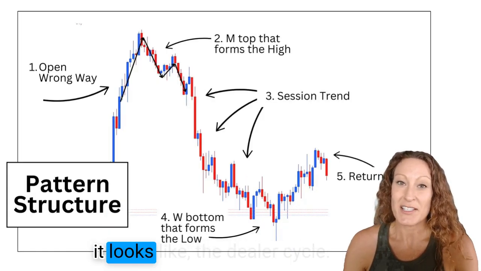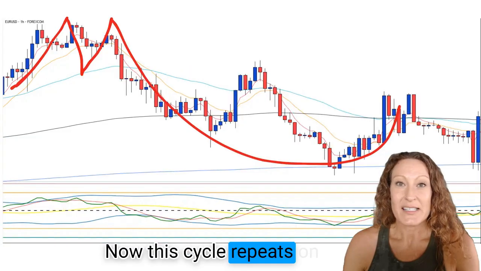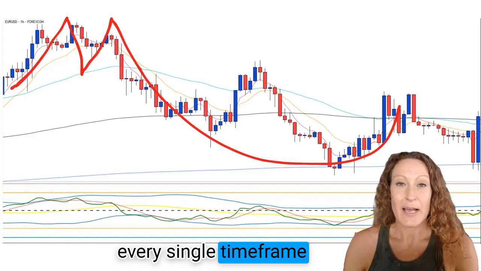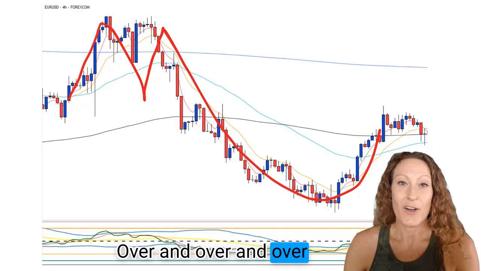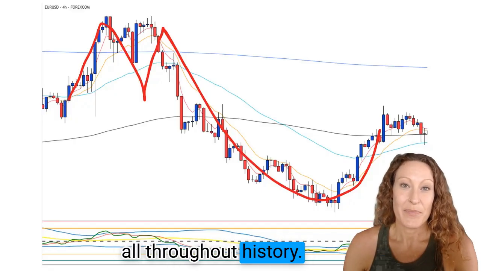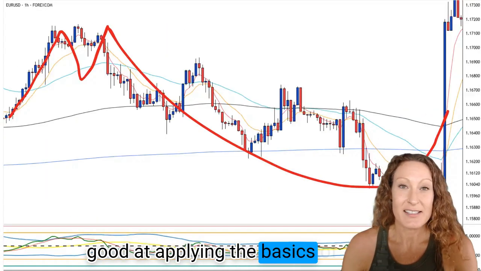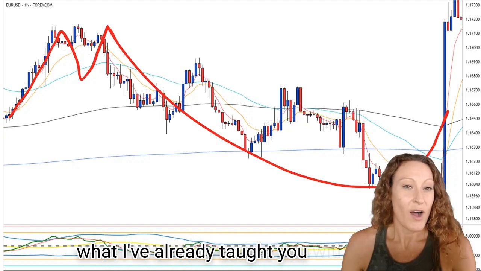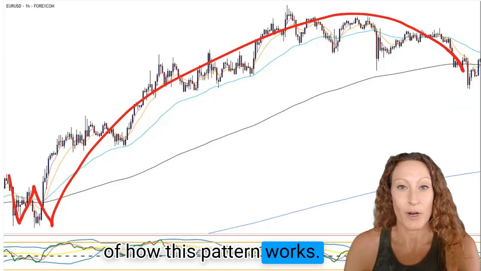And this is what it looks like. The dealer cycle. Now this cycle repeats on every single time frame and every single day over and over and over, all throughout history. And so what we do is get really good at applying the basics of what I've already taught you with some deeper understanding of how this pattern works.